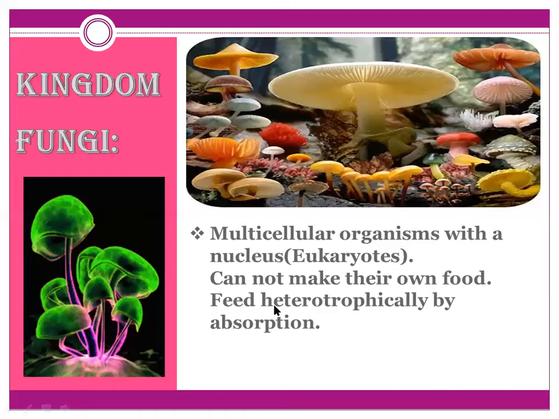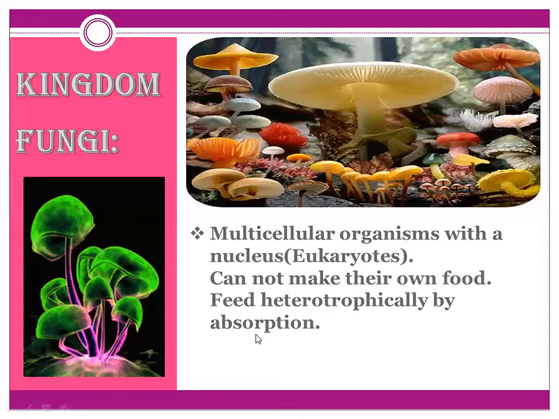Fungi are not able to ingest their food like animals. Heterotrophic is a type of nutrition in which organisms depend upon other organisms for food to survive. Just like animals, we depend on other organisms for our food, so we are heterotrophic. Fungi are also heterotrophs because they depend on other organisms for their food, but they feed by absorption. Absorption means they absorb the food particles.